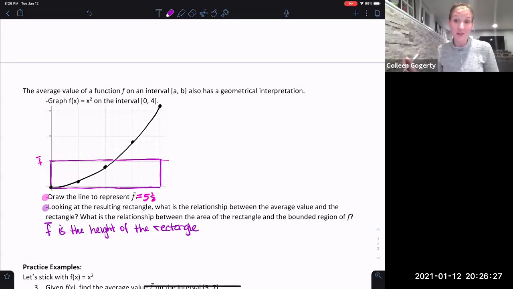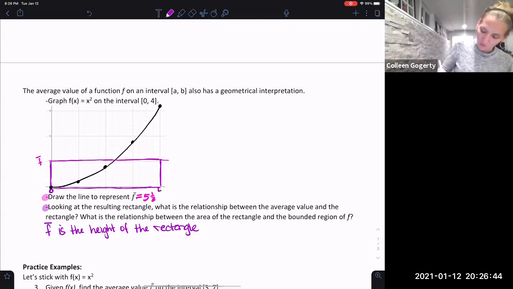Right? If I'm asking you to look at the resulting rectangle, the average value is the height. So what is the relationship between the area of the rectangle and the bounded region of f? This one gets a little trickier. Remember, this just went from 0 to 4. So let's think about what the area of the rectangle is.